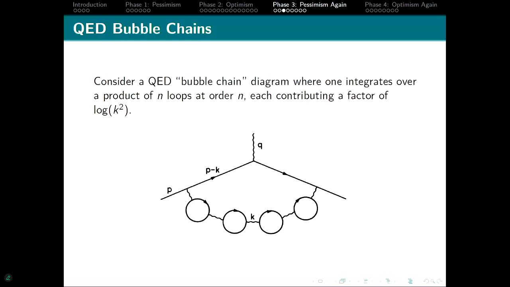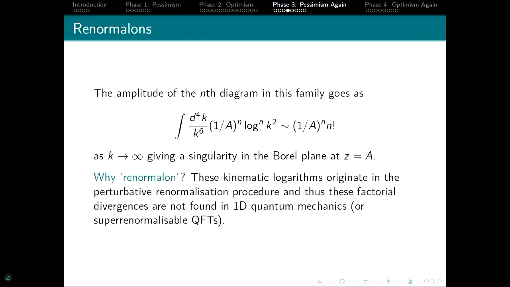So we're basically considering a subset of the Feynman diagrams. And each one of these loops is going to lead to a logarithm of some momentum scale. And what 't Hooft argued is that this is going to lead to a factorial divergence of the coefficients, a factorial growth of the coefficients, just considering this subset of diagrams, basically.